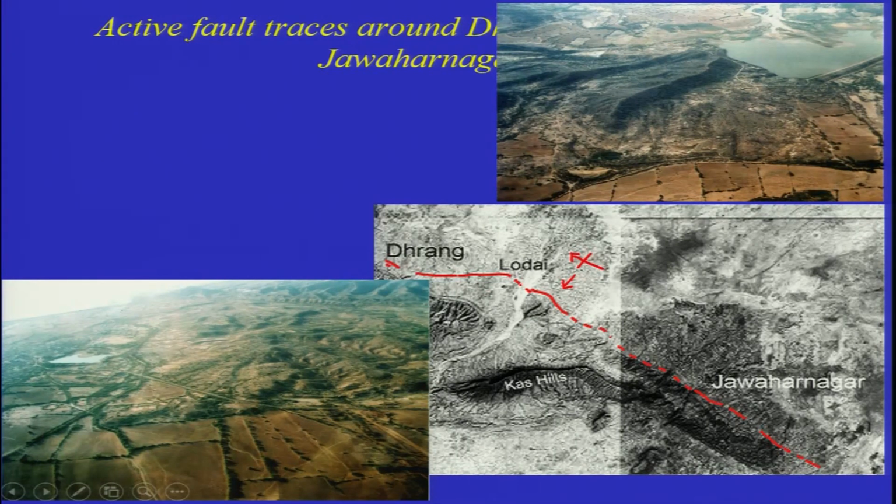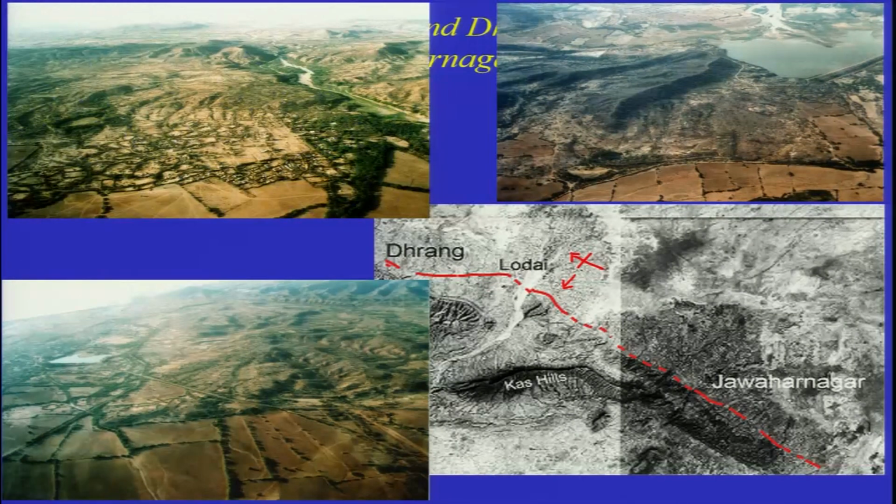Similar things you can use, and here is another photograph from this part, this is Jawahar Nagar, where you can see the flat surface abutting against the low lying alluvial plain.